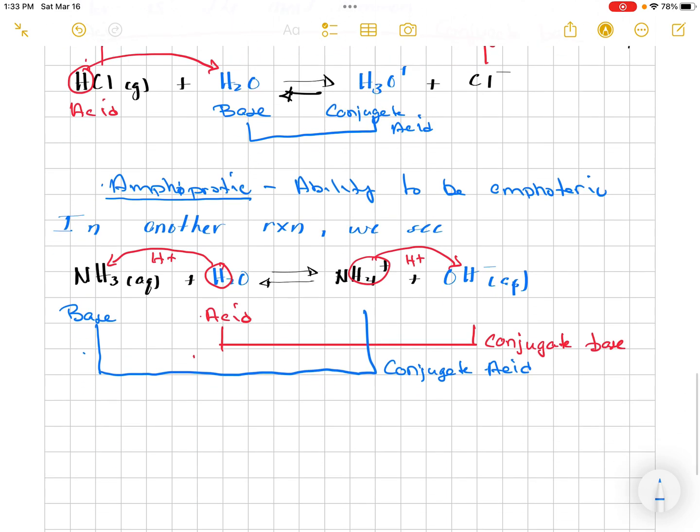All right. So in summary, when you're looking at the Brønsted and Lowry model of acids and bases, the Brønsted and Lowry acid is going to be the proton donor, and the Brønsted and Lowry base is going to be the proton acceptor. This is basically just looking at a reaction and seeing where that proton is moving and determining which one is doing the donating and which one is doing the accepting.